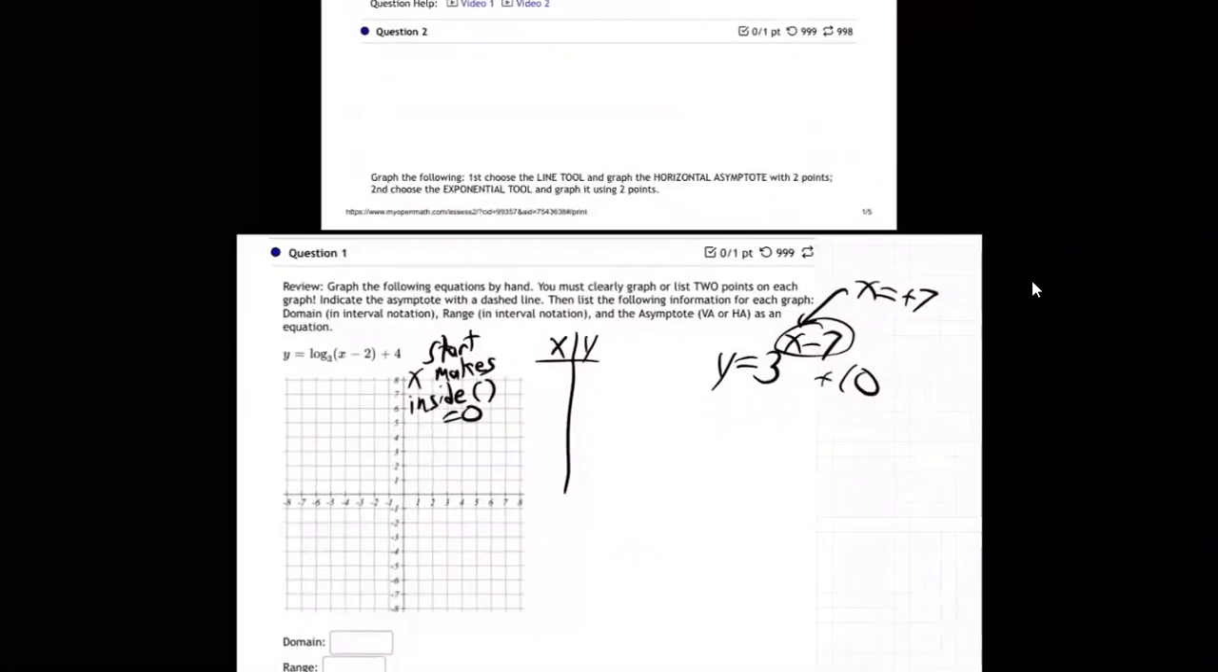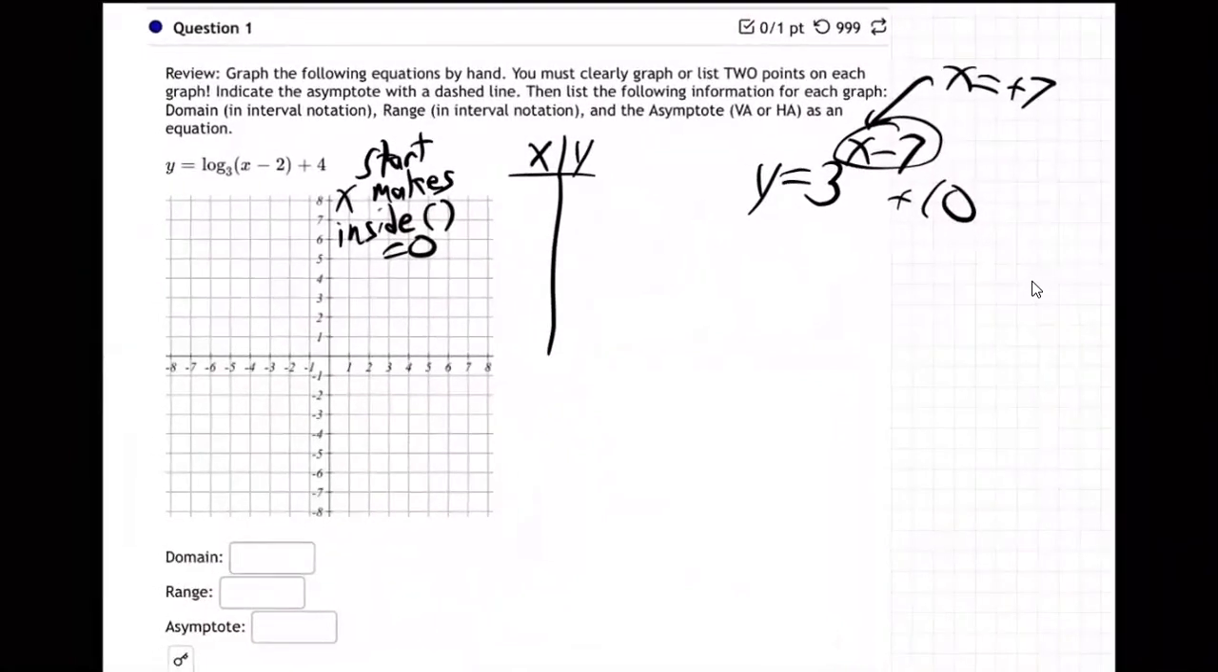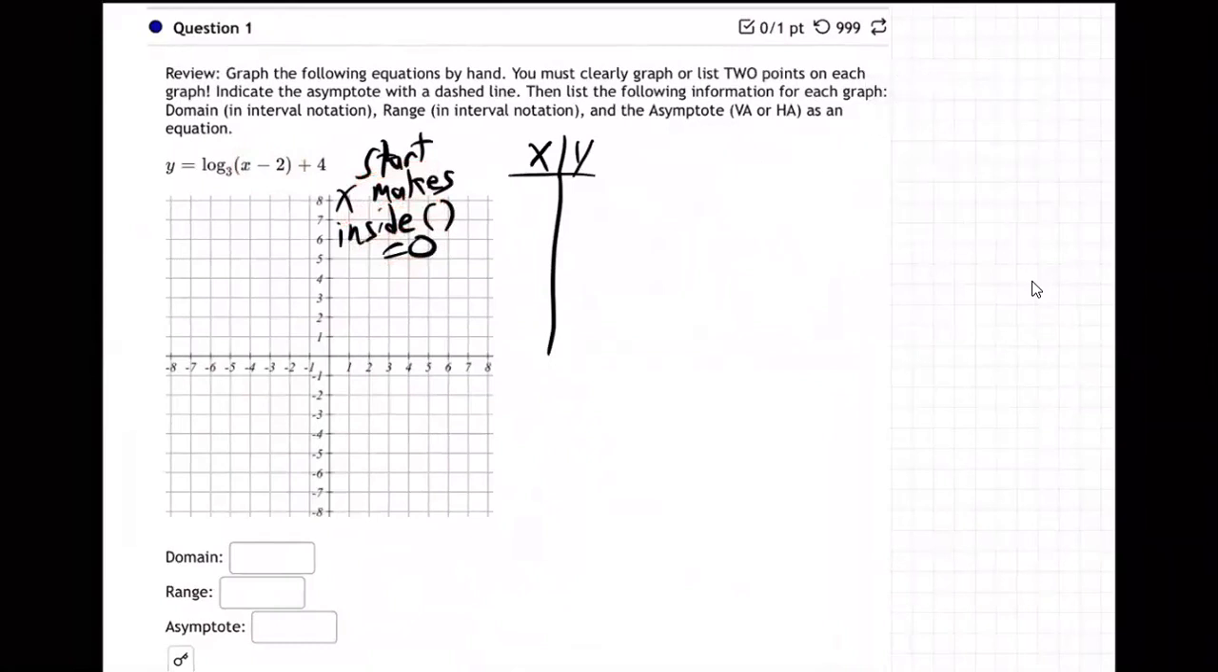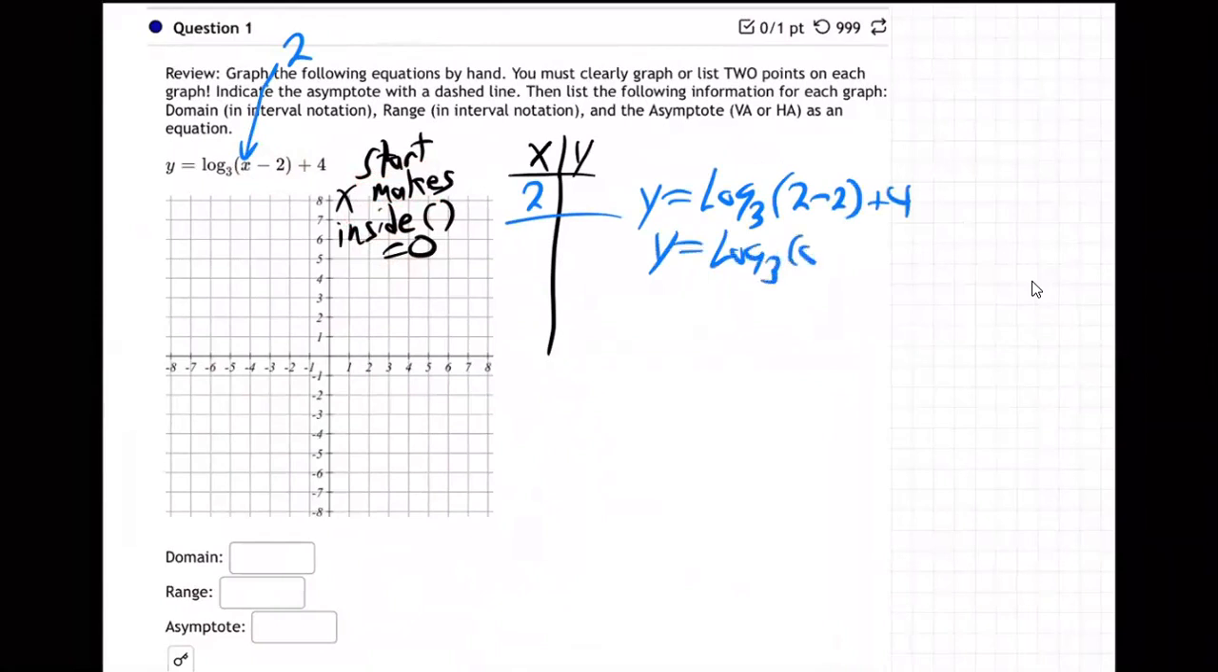Well, now for logs, it's very similar. I'm going to start with an x value that makes the inside of the parentheses 0. So that's the same thing. Instead of the power, it's inside of the parentheses. So what's that going to be? What am I going to plug in right there that'll make the inside of the parentheses 0? Well, 2, right? And so what are you going to get? y equals log base 3 of 2 minus 2 plus 4. So that's y equals log base 3 of 0. We made it that way on purpose.